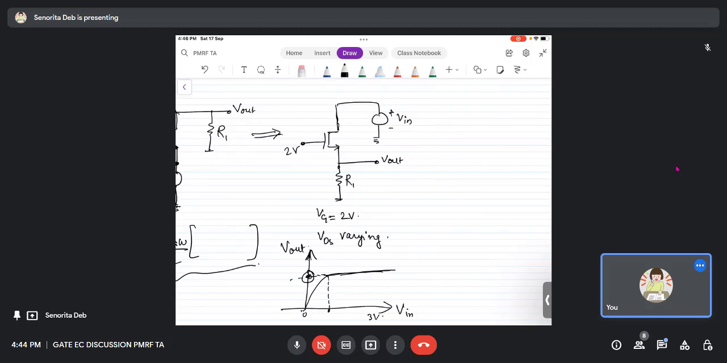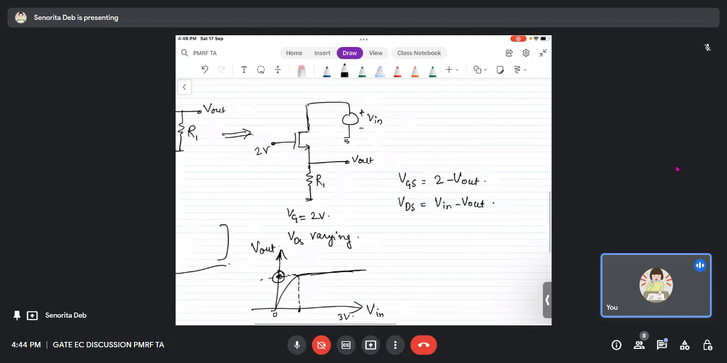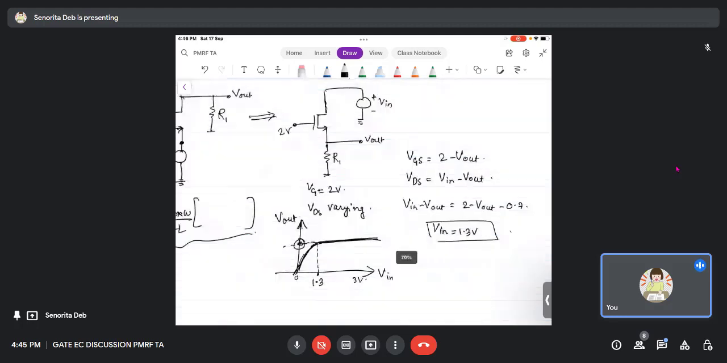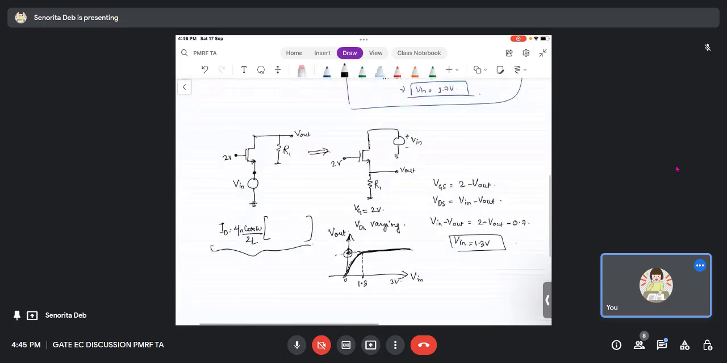Okay, so here you will see VGS value is nothing but 2 minus V out, right? And VDS is V in minus V out. So if you use the saturation region condition, it will be V in minus V out equals to 2 minus V out minus VTH, which is 0.7. And from here you will see V in is coming as 1.3 volts. That means after V in 1.3 volts, the current will get constant and so will V out. So this is 1.3. Okay. Is this question clear?